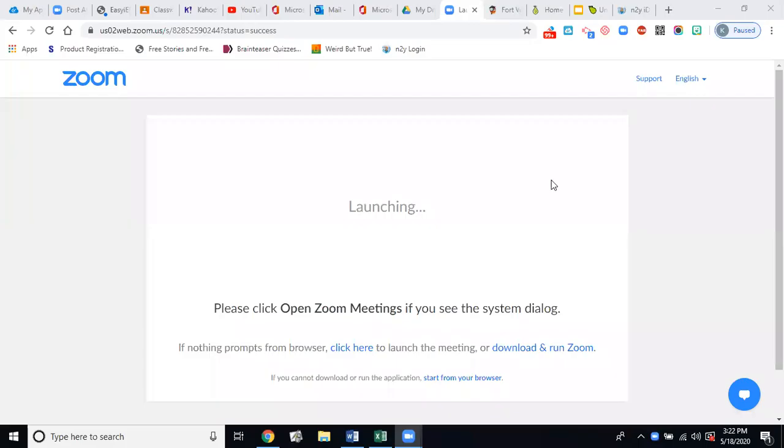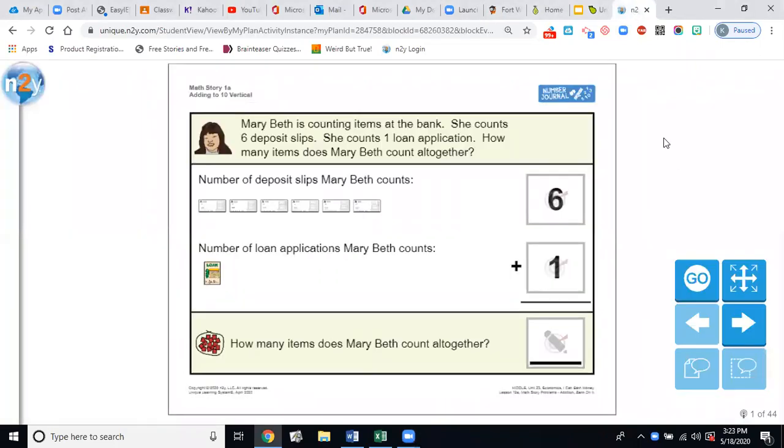Good morning, guys. Today we're going to do a ULS lesson about addition. Okay, so here's our story problem here. Actually, I think we've done this one in class, but I'm going to go ahead and do the lesson.